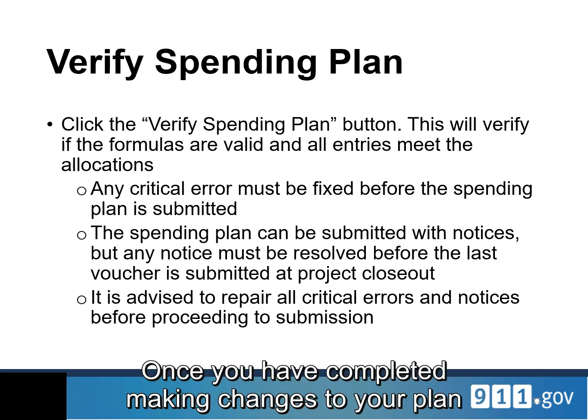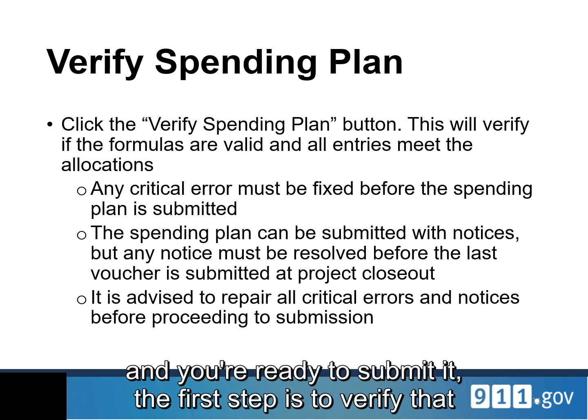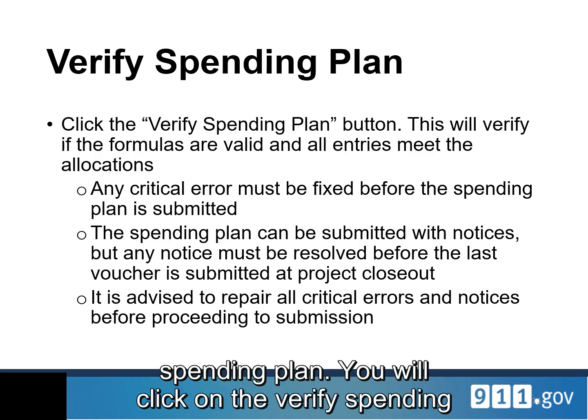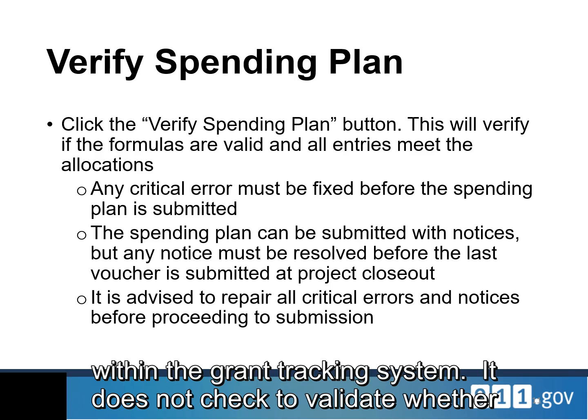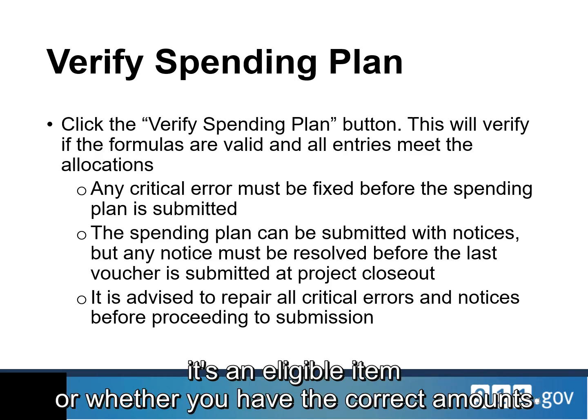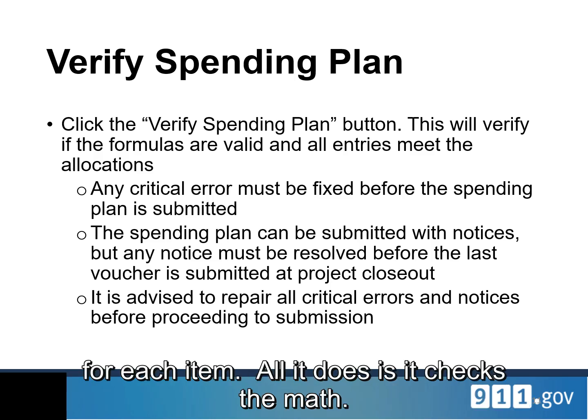Once you have completed making changes to your plan and you're ready to submit it, the first step is to verify that spending plan. You will click on the Verify Spending Plan button. That will verify formulas within the grant tracking system. It does not check to validate whether it's an eligible item or whether you have the correct amounts for each item. All it does is it checks the math.